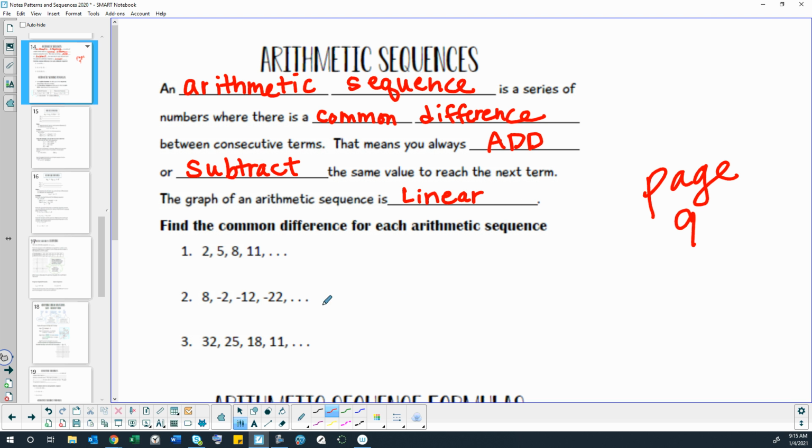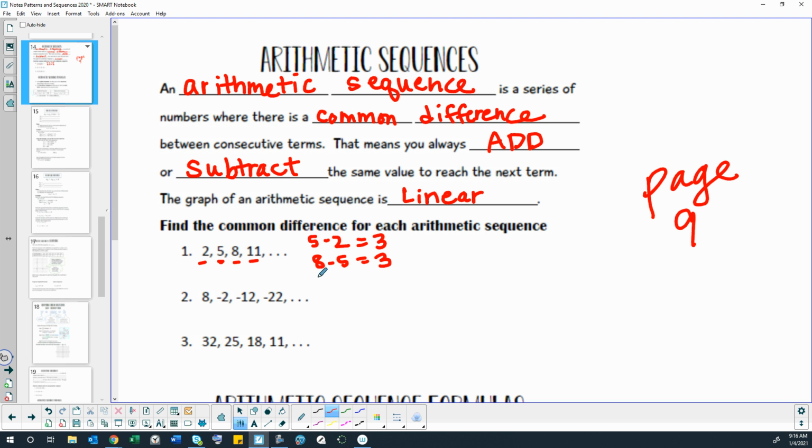Okay, we're going to find the common difference for each of these arithmetic sequences. So what it says is there's a common difference between consecutive terms. Difference means subtract. So if we take 5 and we subtract 2, that gives us 3. So what I did was I took one term and I subtracted the previous term. Now I'm going to take the next term, which is 8, and subtract the previous term before that, which was 5. And that gives me a common difference of 3.